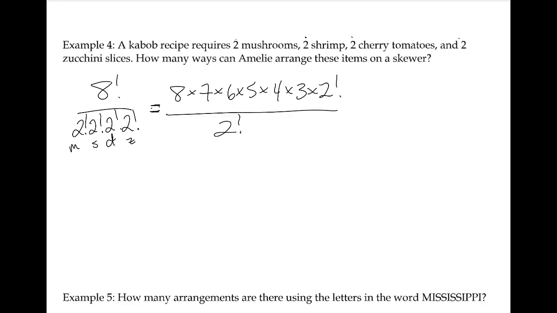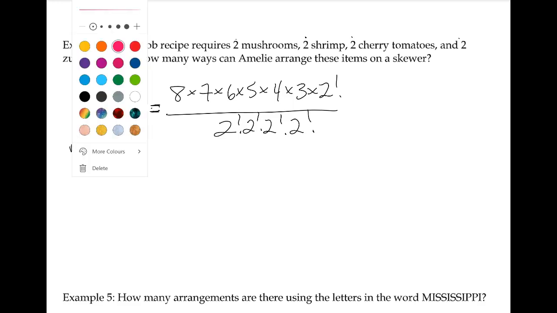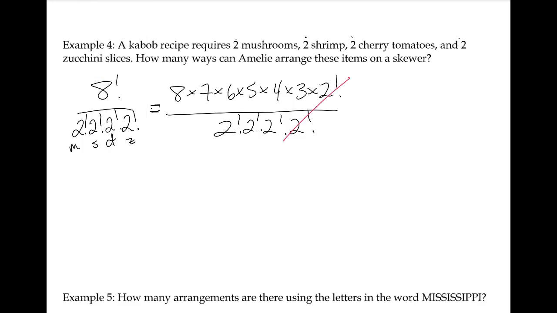So 2 factorial, 2 factorial, 2 factorial. Now 2 factorial is just 2 times 1, so it's just 2, which means I can look at things like taking those out, but also taking those out. So I've got 7, 6, 5, 4, 3 that I need to multiply. So this would probably be more likely a calculator question, just strictly because of the value and the magnitude that we're multiplying. So we get 2,520 options.